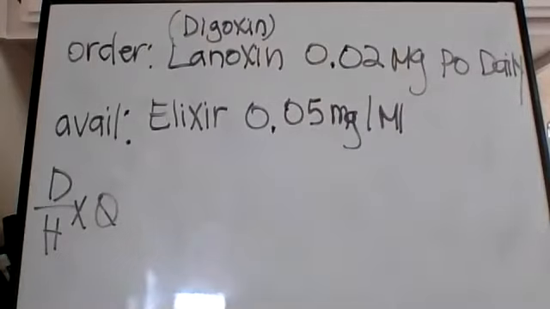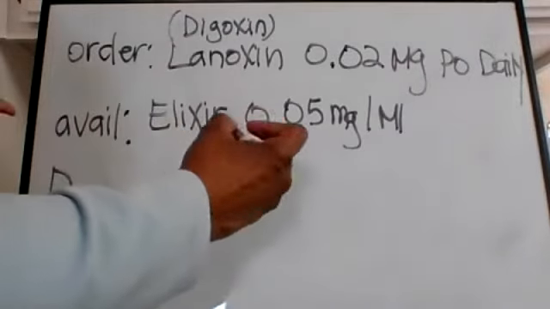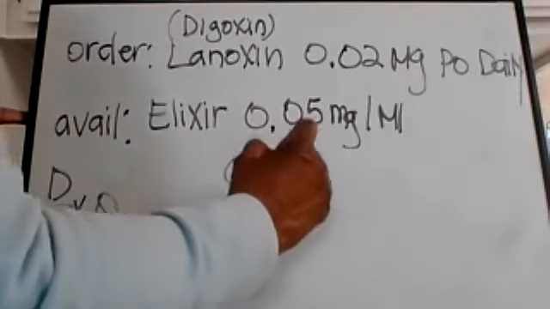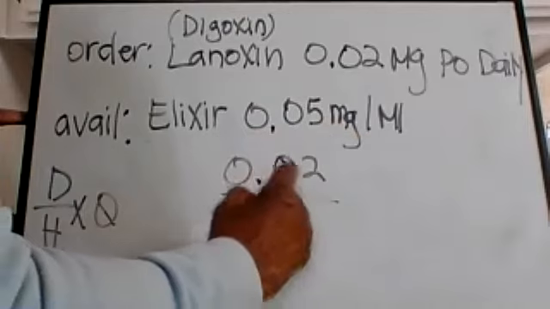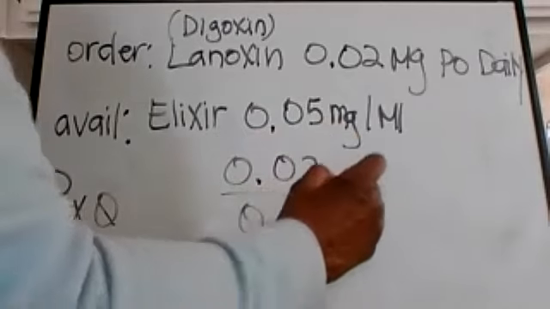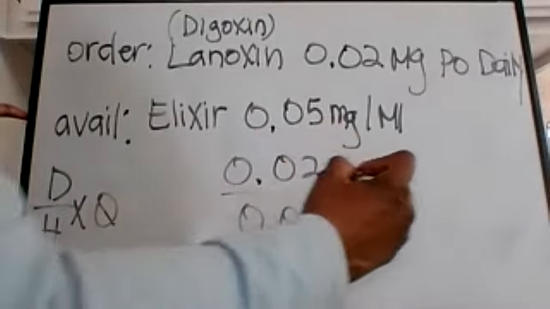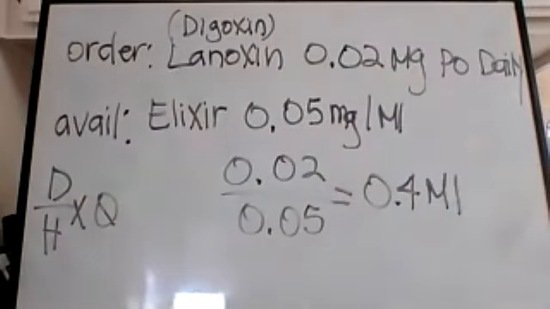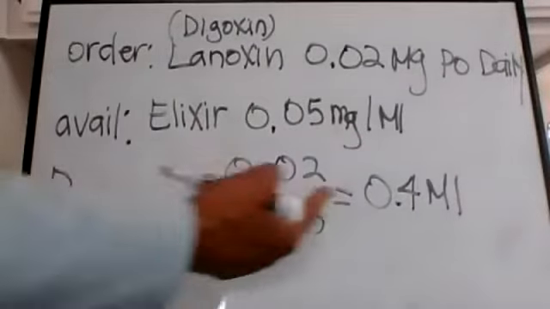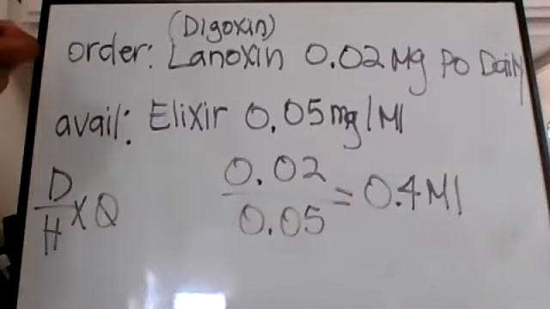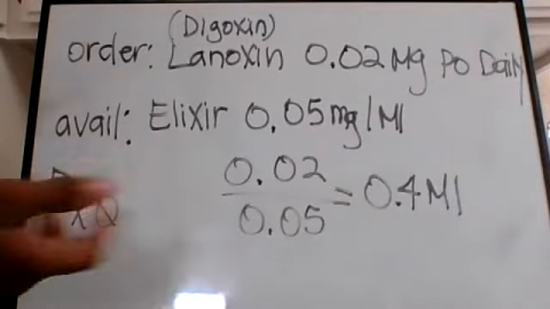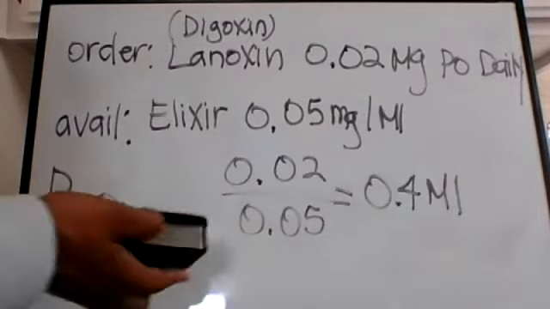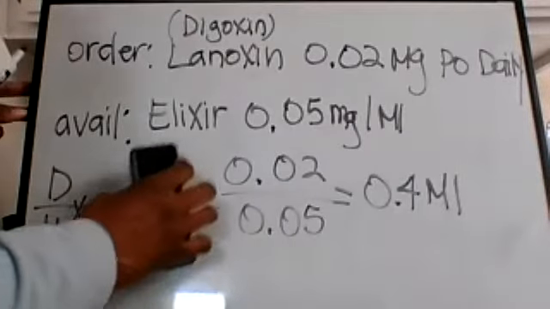All right. Pause and work this one out. Very simple. You don't even have to convert the metrics. It's just dividing, right? 0.02 divided by 0.05, right? And what do we get? 0.4 milliliters. And this is a type of medicine, or the doses that you would give in a dropper, because it's a little bit of medication. Okay.